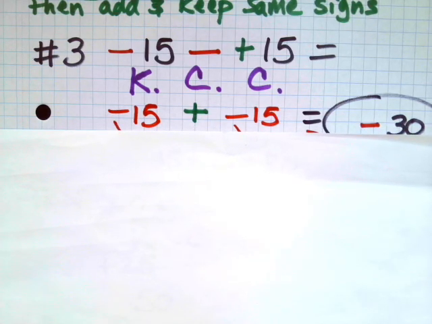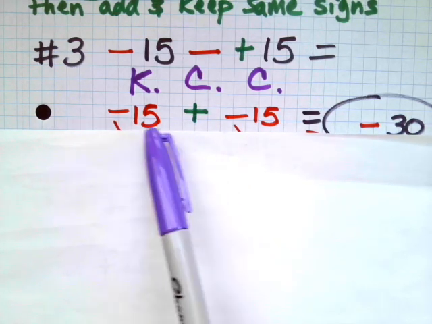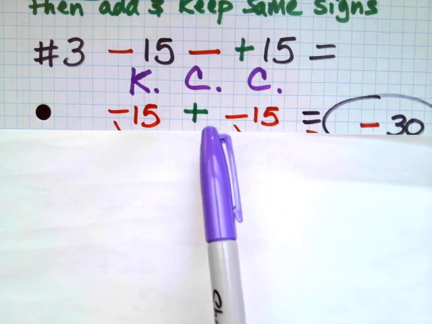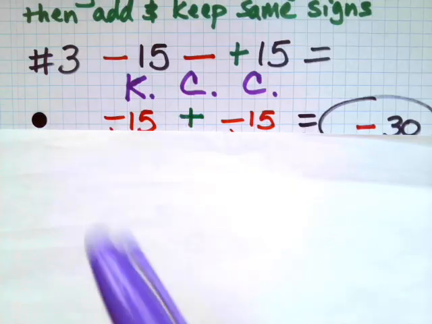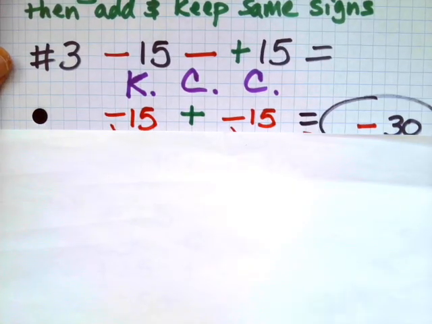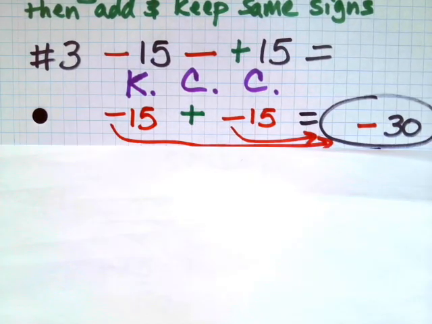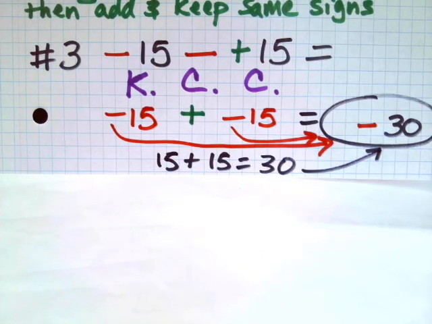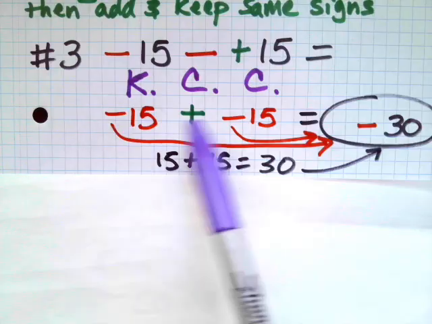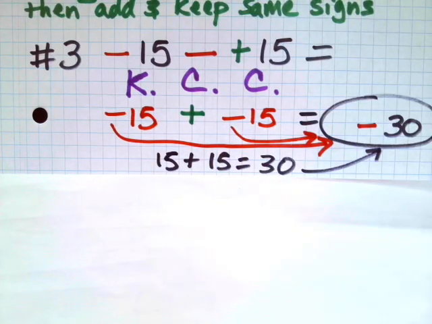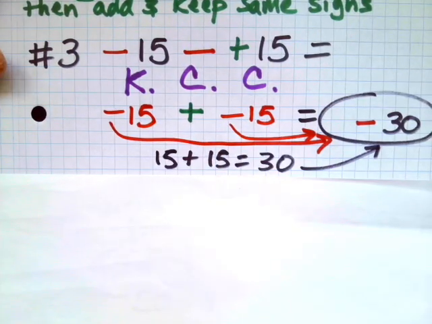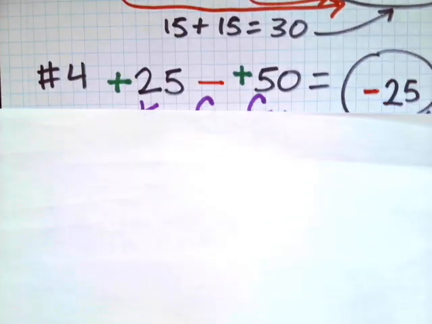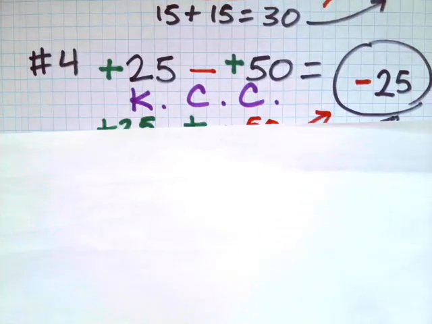Now, we have an addition problem. Same signs, add and keep the same sign, right? We changed it from subtraction to addition. Follow the addition rules. So here I'm showing you 15 plus 15 equals 30. They're the same sign. Keep that same sign in your answer. I'm just buzzing along here. Let's go ahead and take a look at number 4.